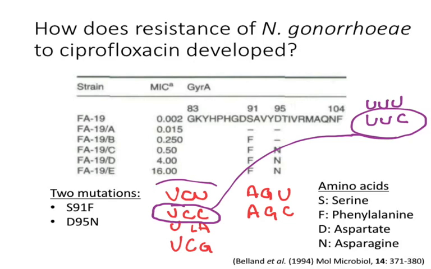Both of those have something in common. What is common between those two, other than that it changes from a serine to a phenylalanine? What specifically in the codon? Yeah, it's that second nucleotide, right? The C. And so doing this, we've identified the specific nucleotide change that occurred in this species to allow for that conversion from a serine to a phenylalanine, and has also led to some resistance of this microorganism to ciprofloxacin.